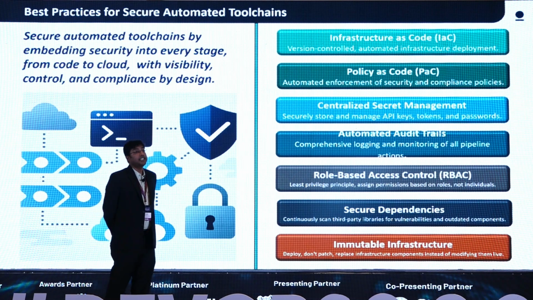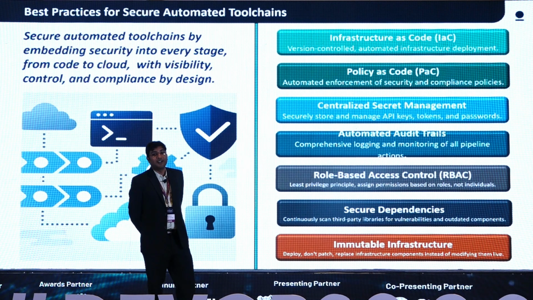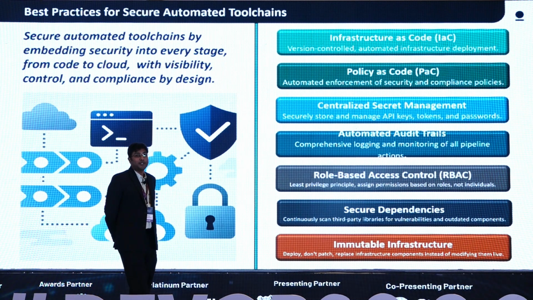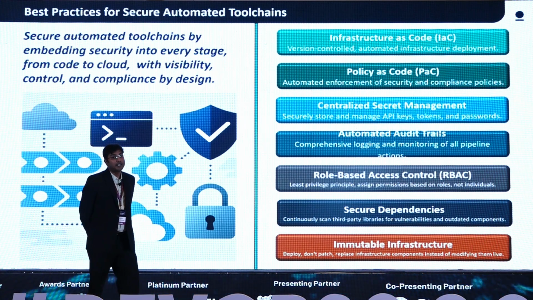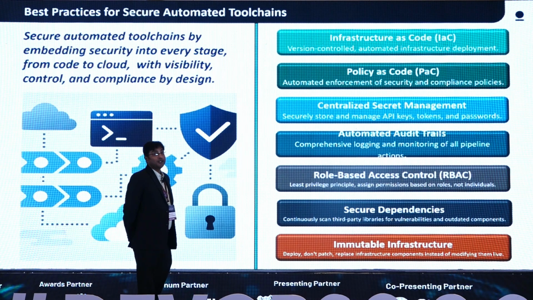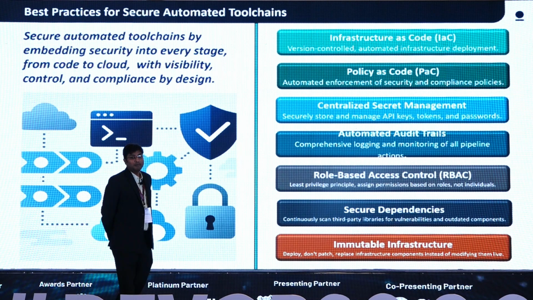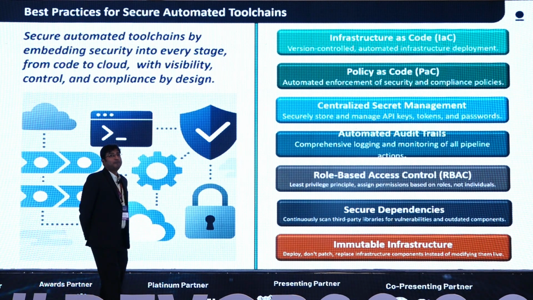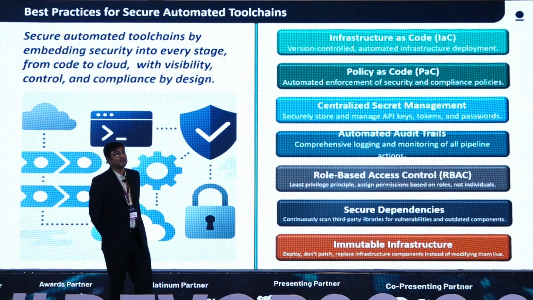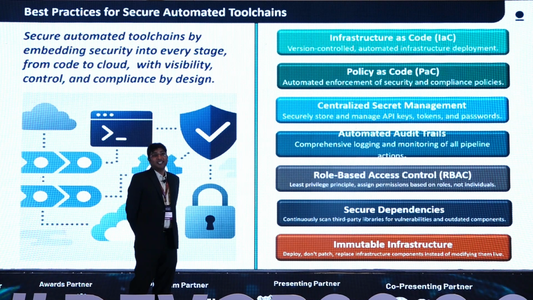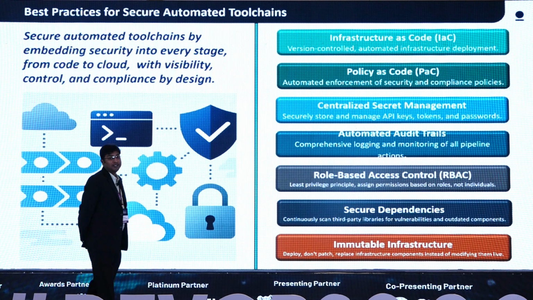Now, centralized secret management: we should not store our API keys or tokens anywhere. There should be a centralized place to store all these secrets. Automated audit trails, so that we can trace back what happened, what went wrong, or what the problem was. Role-based access control, RBAC. The basic mistake we all make in a rush is to give access to individuals. So don't do that. Create roles and provide access based on RBAC.